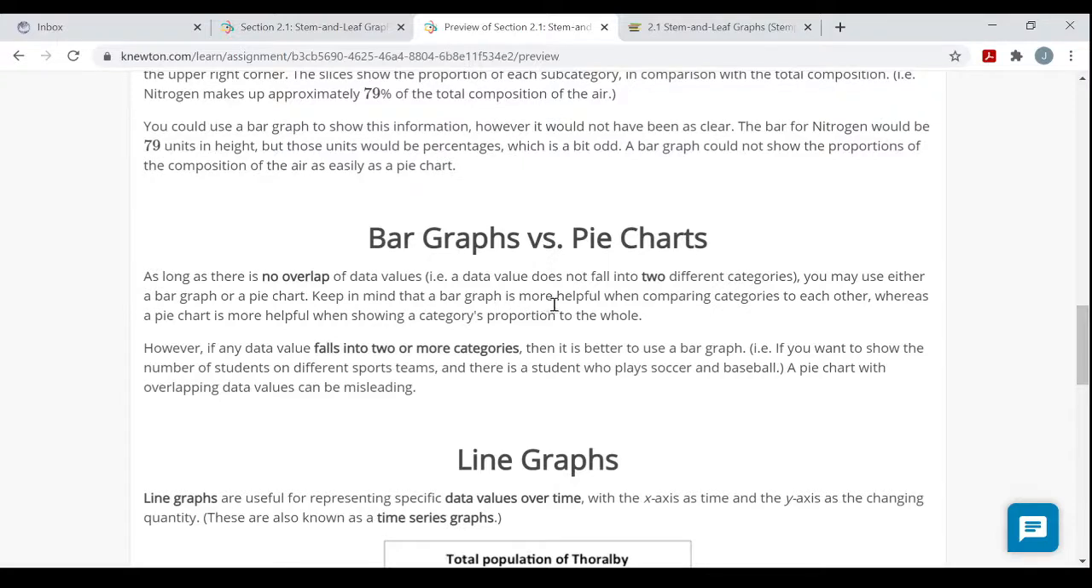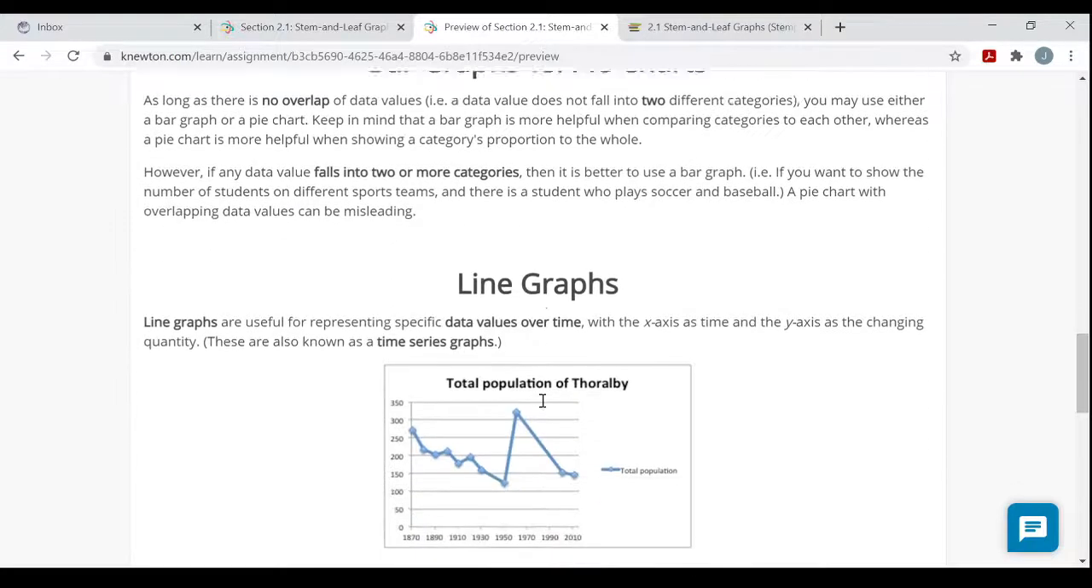Keep in mind that a bar graph is more helpful when comparing categories to each other, whereas a pie chart is more helpful when showing a category's proportion to the whole, or a percentage. However, if any data falls into 2 or more categories, then you should use a bar graph. It's not appropriate to use a pie chart. A pie chart with overlapping data can be misleading.